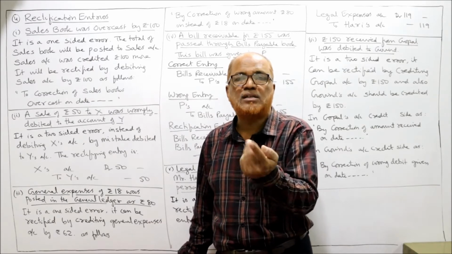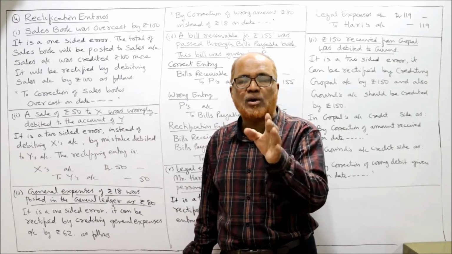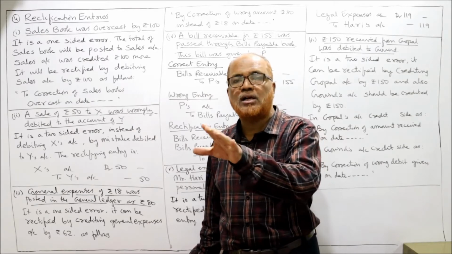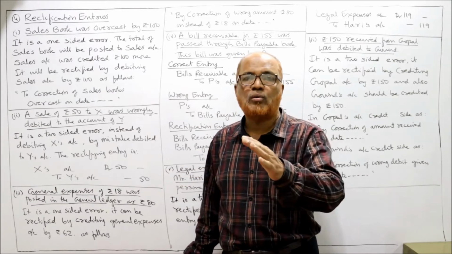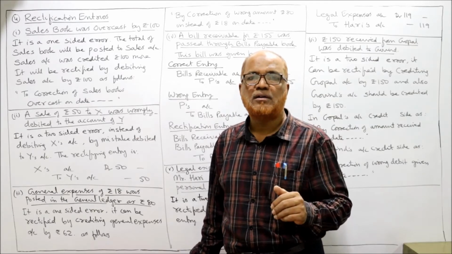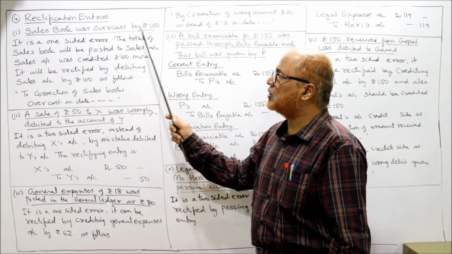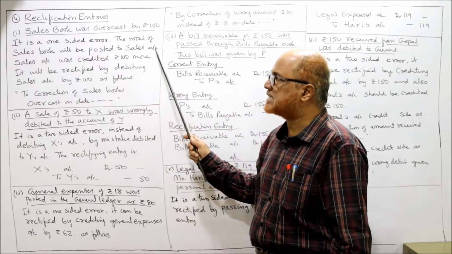Now how to rectify? It's a one-sided error because the error is there only in sales account. We have taken 100 rupees more on credit side. So we have to take 100 rupees on debit side. That effect will cancel. So here it is a one-sided error. The total of sales book will be posted to sales account.